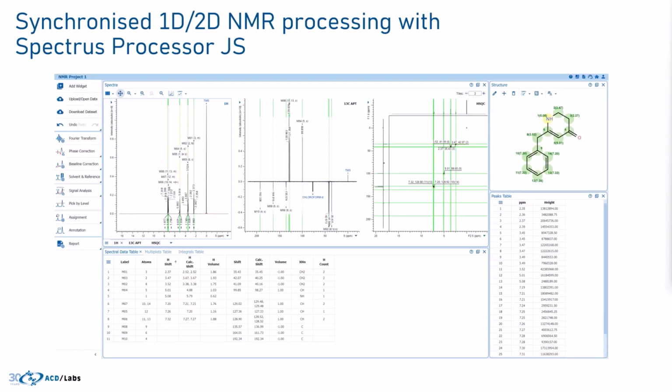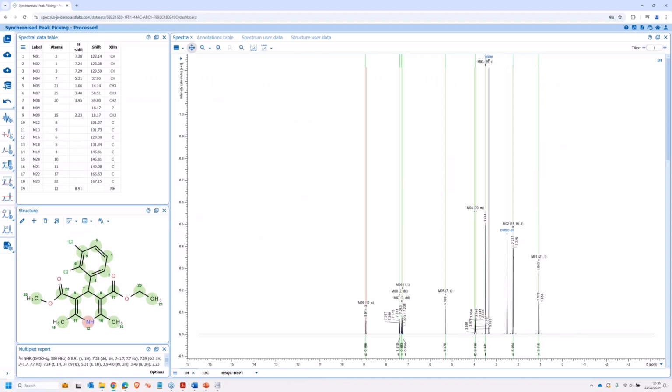Processor.js can also handle LC UV MS datasets, but for this demonstration, we're going to focus on the synchronized 1D, 2D NMR processing. So let me move now to the software. And the browser that I have this in is Google Chrome. And you can see I'm going to start with an already processed NMR dataset. So let me take you through some of the features of what we're looking at.